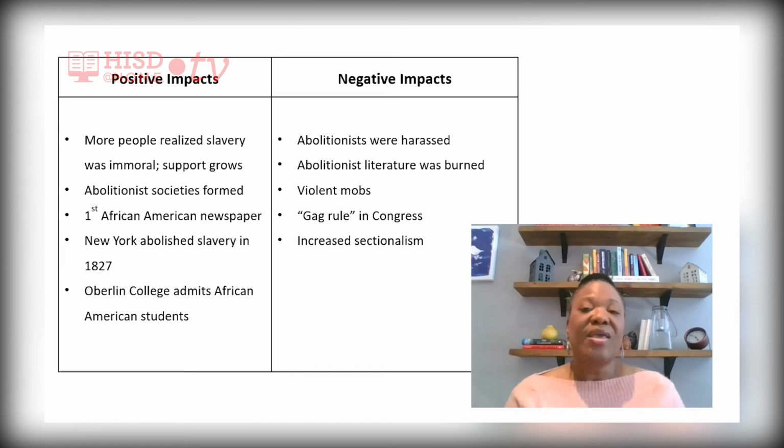Let's look at some of the negative impacts. Abolitionists were harassed. Their literature was burned. Violent mobs began to emerge. There was a gag rule in Congress where you couldn't even talk about the issue. And then there was this increase in this idea of sectionalism.